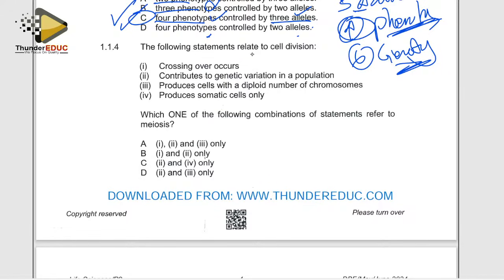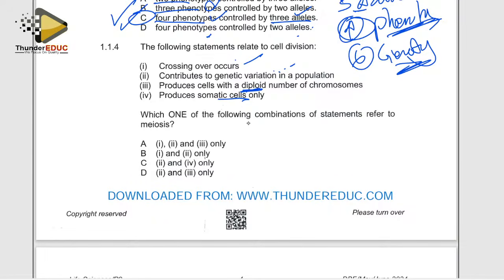The following statements relate to cell division. Crossing over, they're saying, contributes to genetic variation in the population. Then, produces cells with the haploid number of chromosomes; produces somatic cells; produces cells with the diploid number of chromosomes. That is very rare unless it's fertilization. Somatic cells only, not really. So let's see what they're saying in this regard.